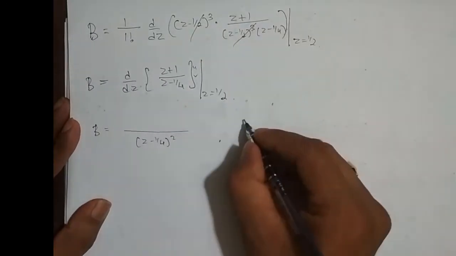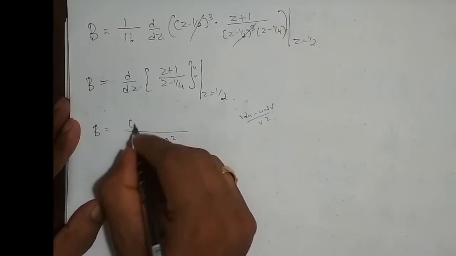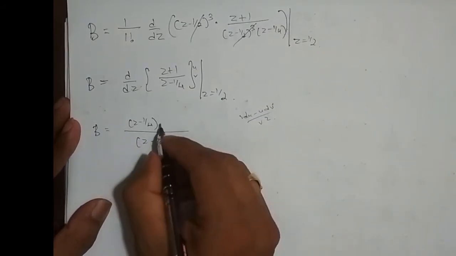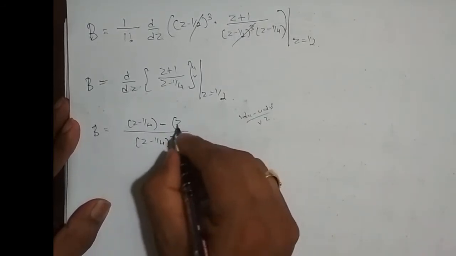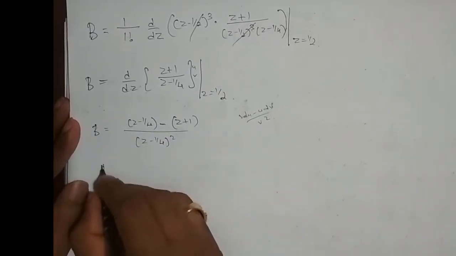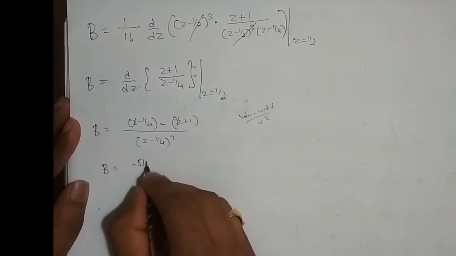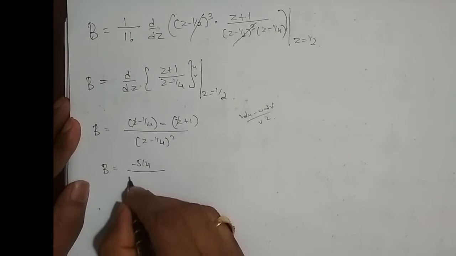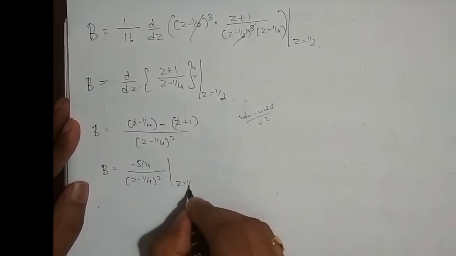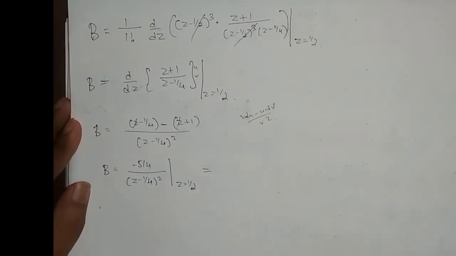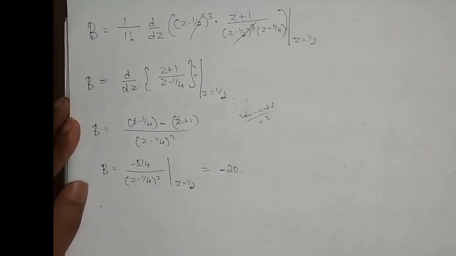So this is uv form. So v differentiation of u minus u differentiation of v, divided by v square. So v is z minus 1 by 4, differentiation of u is 1, minus u is z plus 1, differentiation of v is 1. So b is equal to, so here z cancels out, so minus 5 by 4 in the numerator divided by (z minus 1 by 4) whole square in the denominator at z is equal to 1 by 2. So if you solve this, you get minus 20. Okay, just check it once.